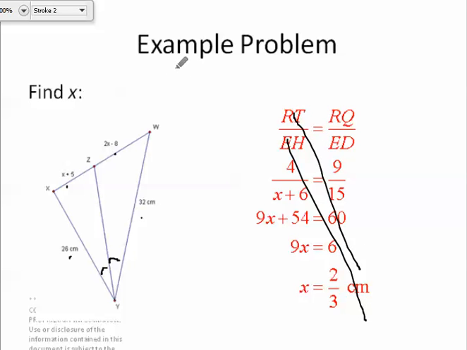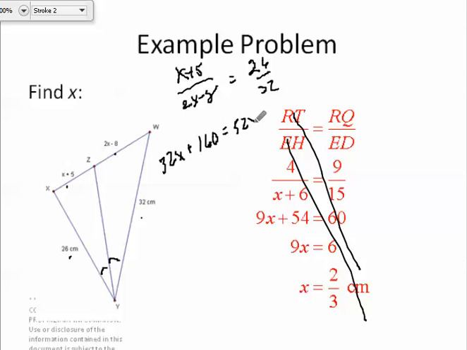We get x plus 5 divided by 2x minus 8 is equal to 26 divided by 32. Now I can do my means and extremes. I get 32x plus 160 equals 52x minus 8 times 26. 160 and 48. What, 208?